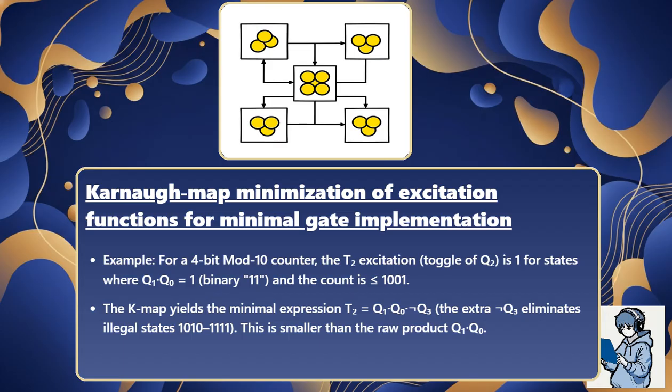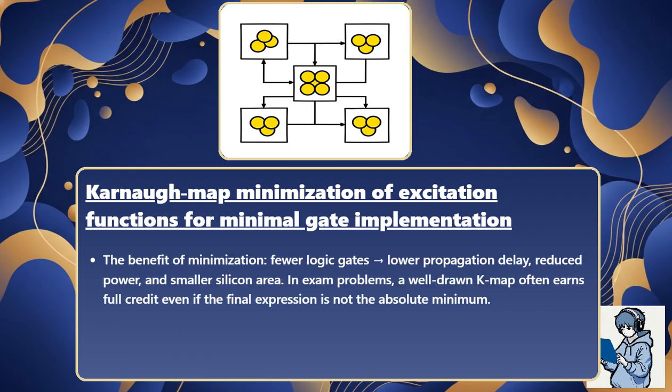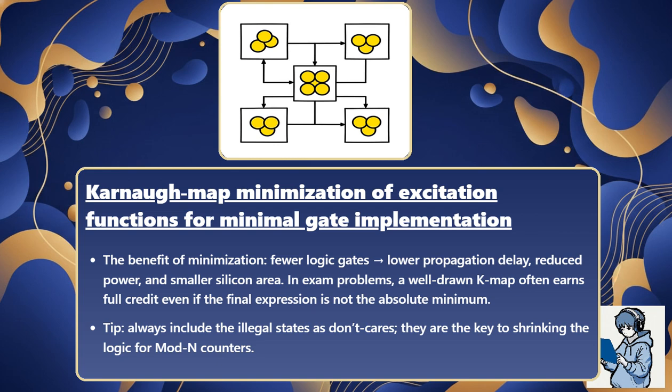The extra not Q sub 3 eliminates illegal states 1010 through 1111. This is smaller than the raw product Q sub 1 dot Q sub 0. The benefit of minimization: fewer logic gates leads to lower propagation delay, reduced power, and smaller silicon area. In exam problems, a well-drawn K map often earns full credit even if the final expression is not the absolute minimum. Tip: always include the illegal states as don't care states. They are the key to shrinking the logic for mod n counters.